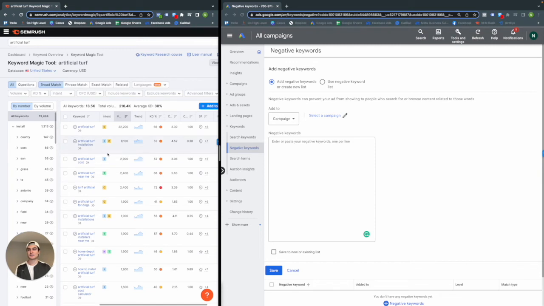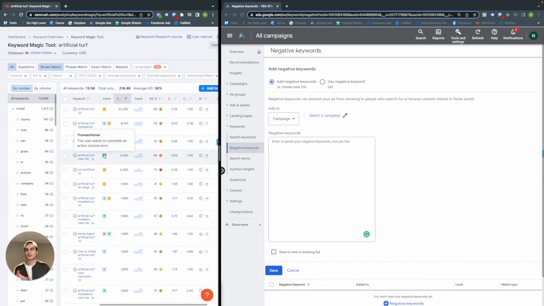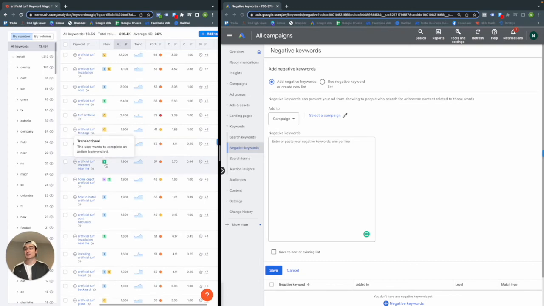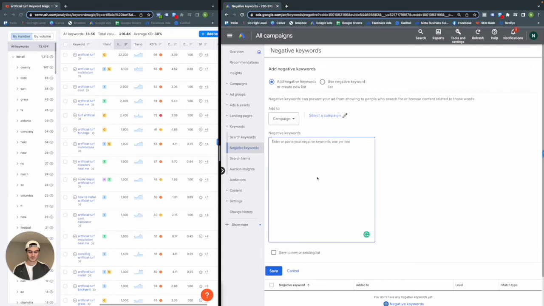We also like to go into the main meat of this page and kind of scroll through and get rid of keywords we find not relevant to our business. So we'll start off with Home Depot, right? We understand that these people are looking for Home Depot turf. They probably want to just buy turf themselves and not have someone install it, right? So we don't want to spend our time and money going after these people if they're going to be low quality leads or low quality traffic that we really don't want to target, right?